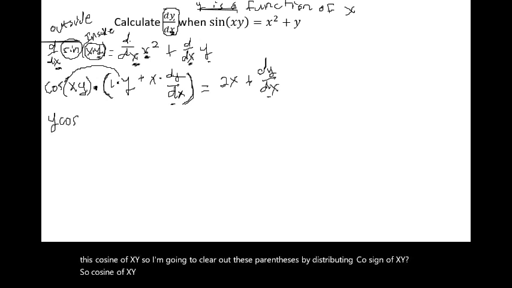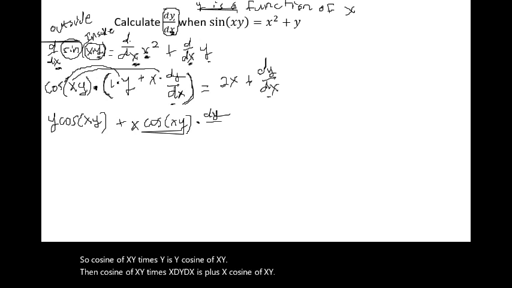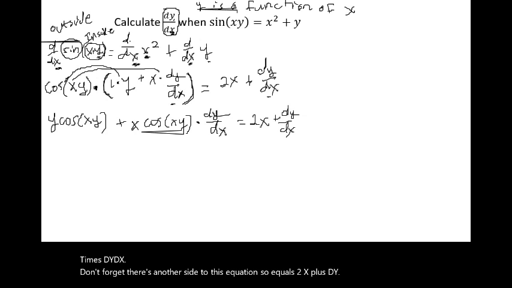So cosine of xy times y is y cosine of xy. Then cosine of xy times x dy/dx is plus x cosine of xy times dy/dx. Don't forget there's another side to this equation, so equals 2x plus dy/dx. Now at least the parentheses are gone, but you still have what you're trying to get by itself on both sides of the equation.